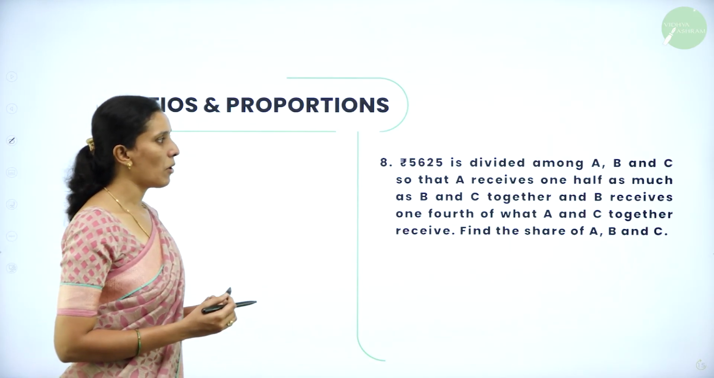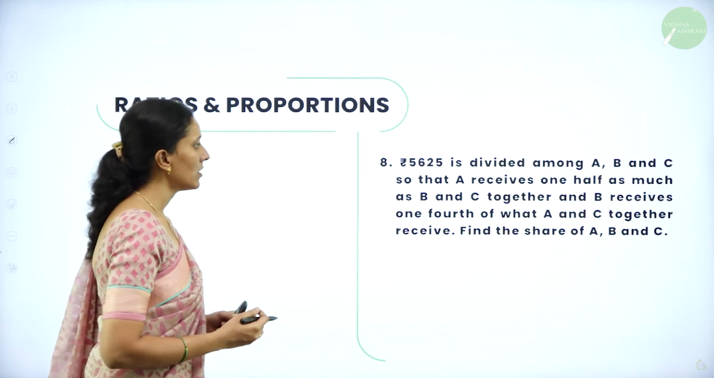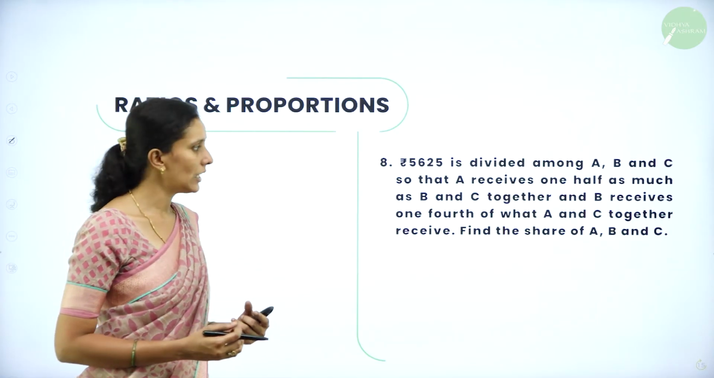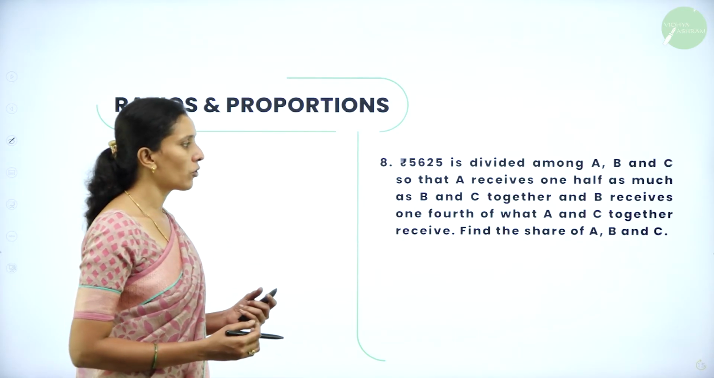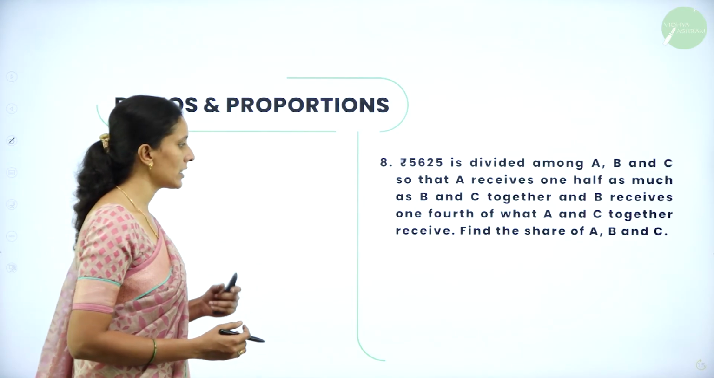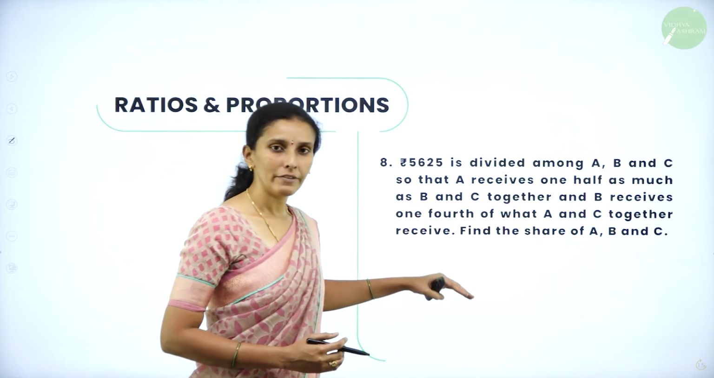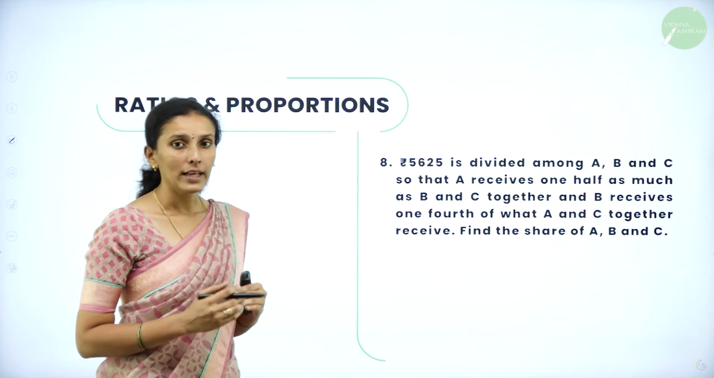Rupees 5,625 is divided among A, B and C so that A receives 1/2 as much as B and C together, and B receives 1/4 of what A and C together receive. Find the share of A, B and C. First, convert the given statements.